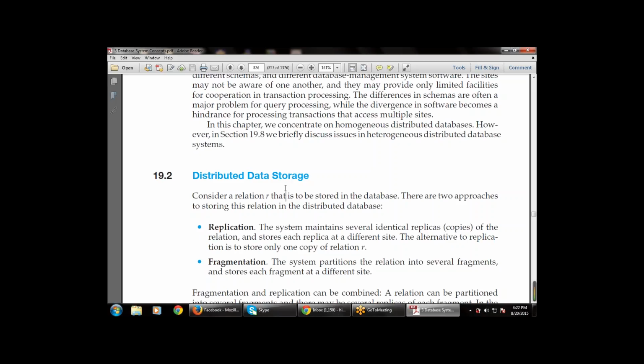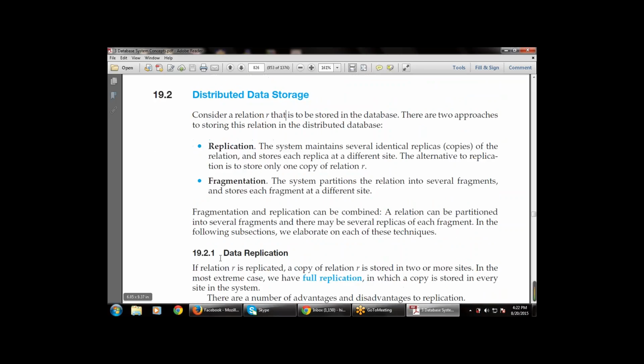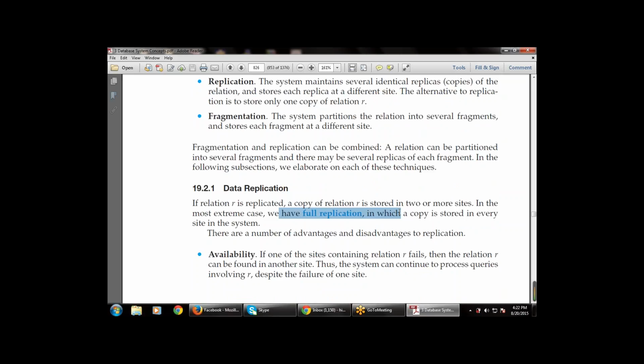Next is fragmentation, where the relation, or one big table, is fragmented into multiple parts. Fragmentation means the data is distributed among various parts. The system partitions the relation into several fragments and stores each fragment at a different site. That is, a relation is divided into various parts, and each part is stored at a different site. This is different from data replication, where the data is stored at every site in the system.